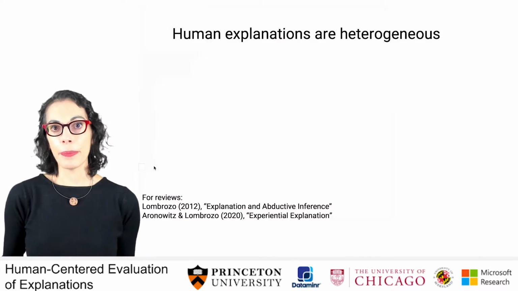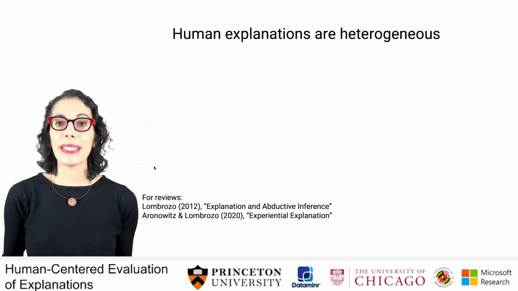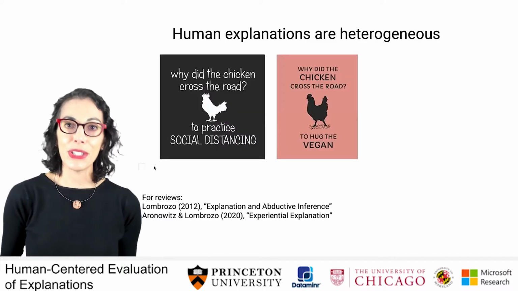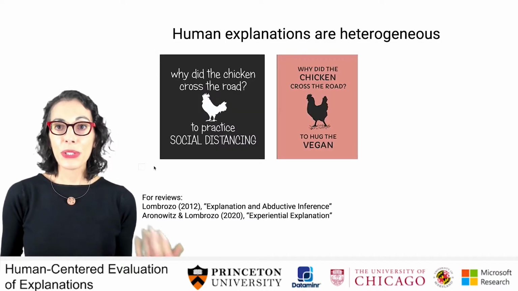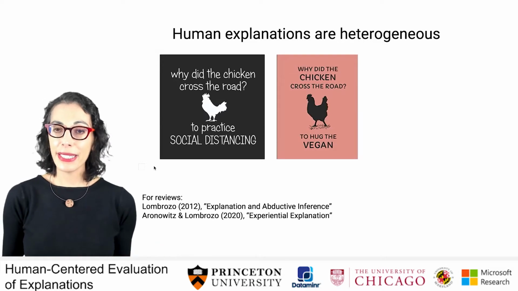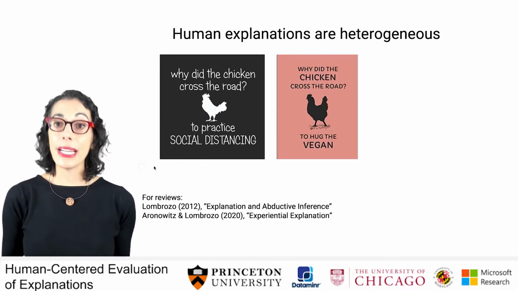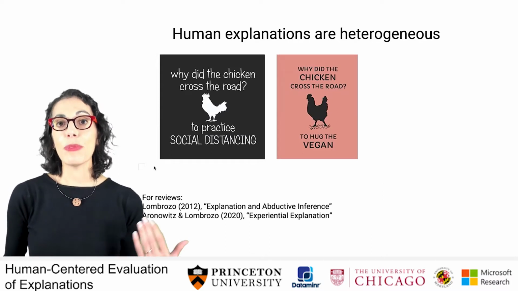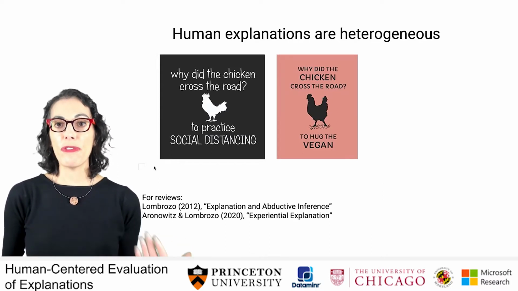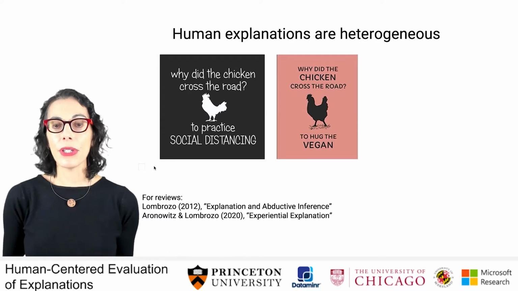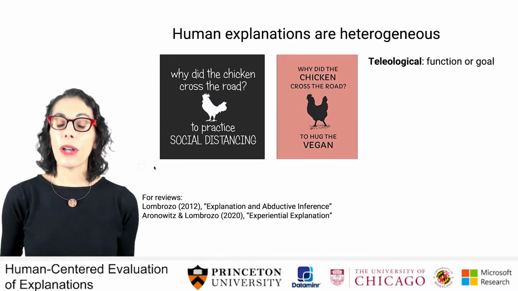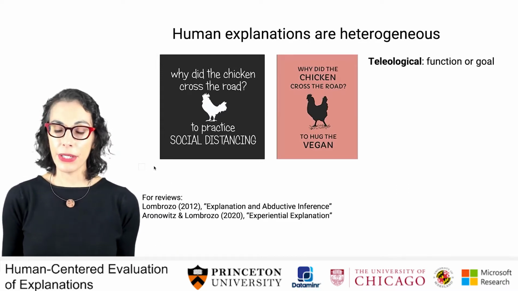To illustrate, consider two explanations for why the chicken crossed the road. That the chicken crossed the road to practice social distancing, or to hug the vegan. These two explanations differ in content, but they have the same form. They both offer the function or goal of the chicken's behavior, constituting what psychologists call a teleological or functional explanation.